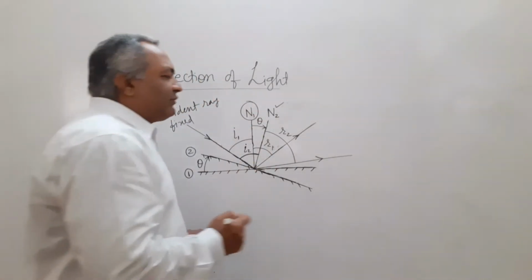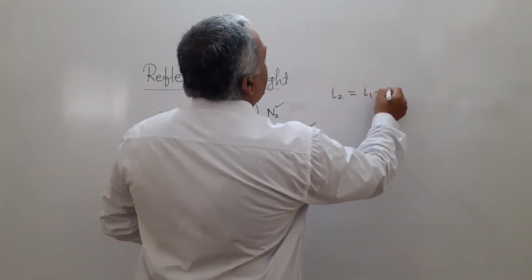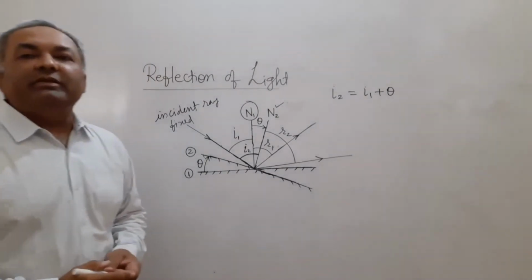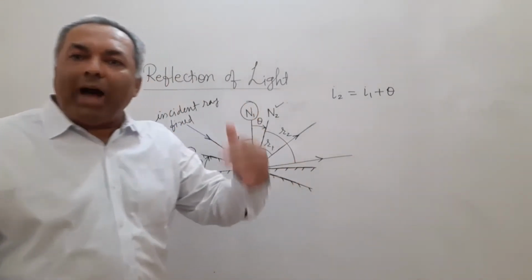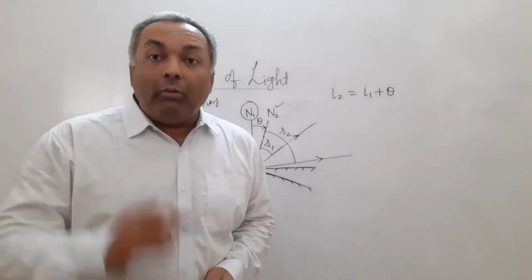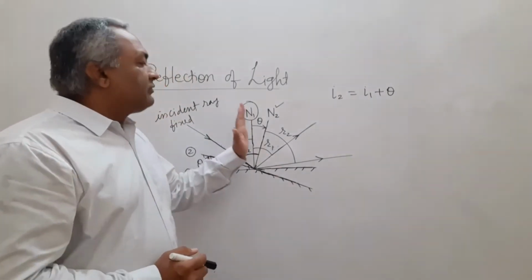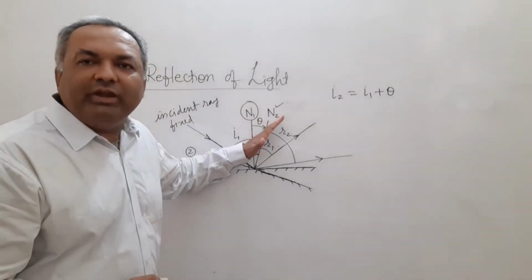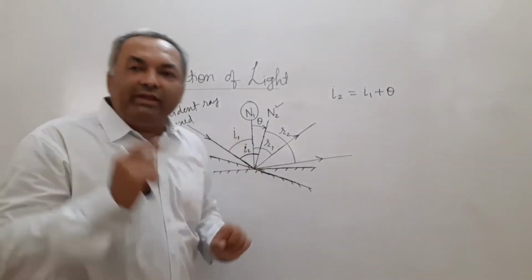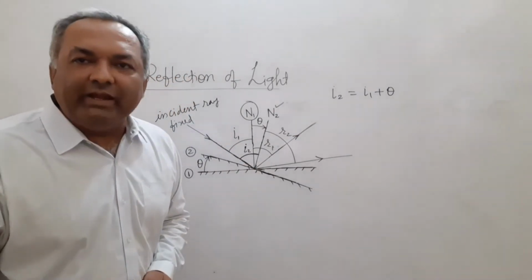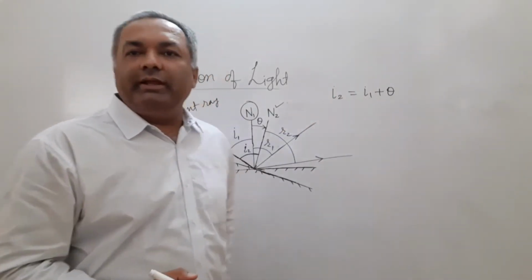Now, the first thing that is going to happen is that the angle of incidence I2 is going to be equal to I1 plus theta. That is, the angle of incidence will increase from I1 to I2. Because the mirror has been rotated through an angle theta, the normal also moved in clockwise direction through the same angle theta. Therefore, the angle of incidence increased by theta for the second case, so we can write the equation I2 is equal to I1 plus theta.